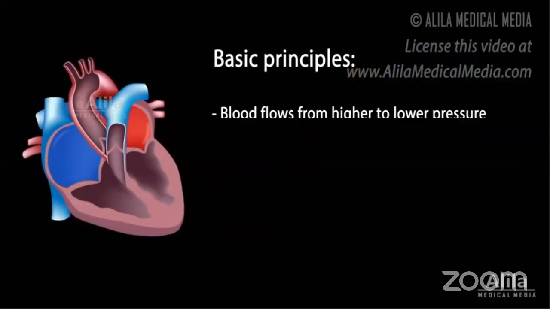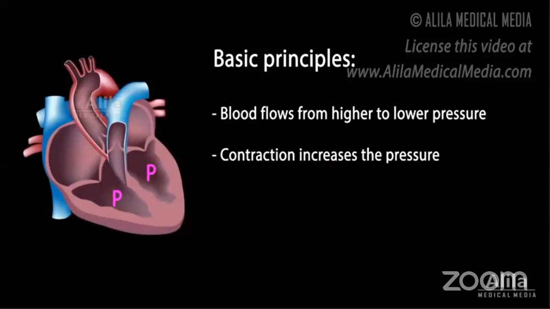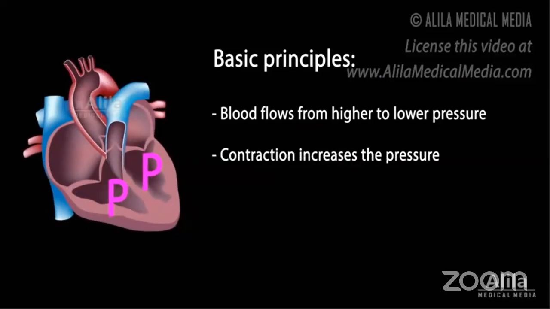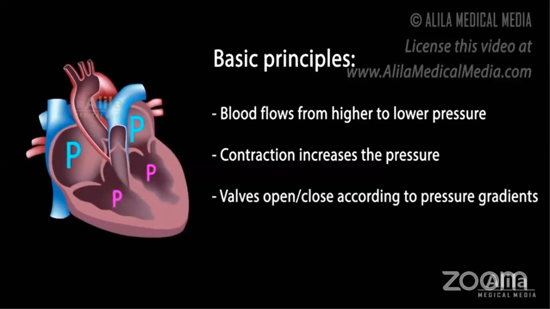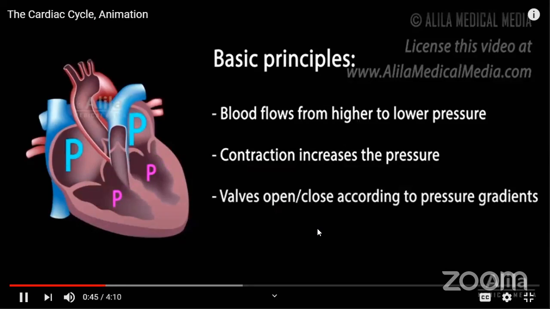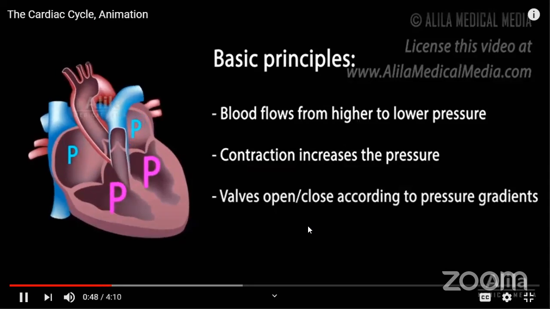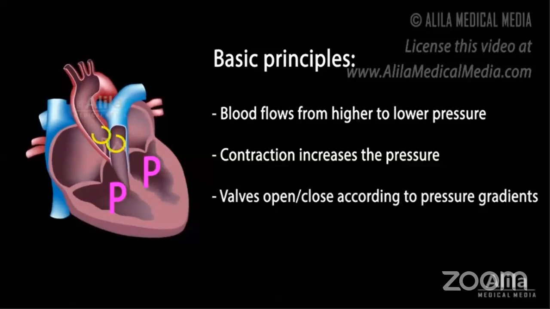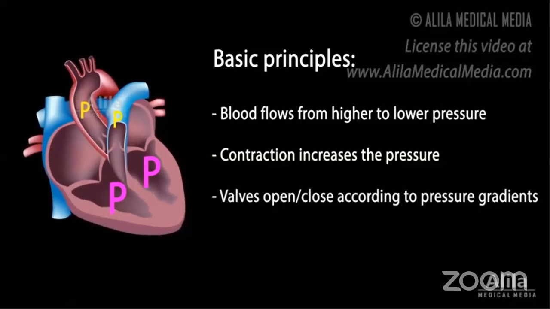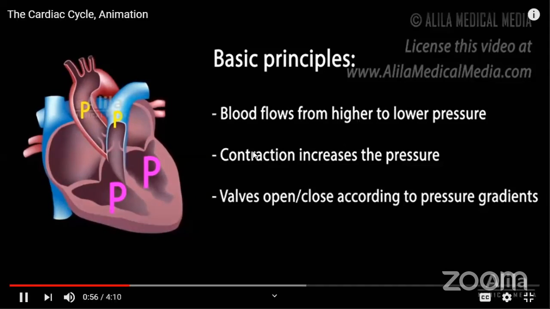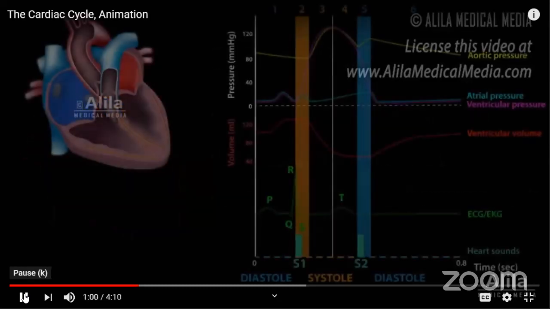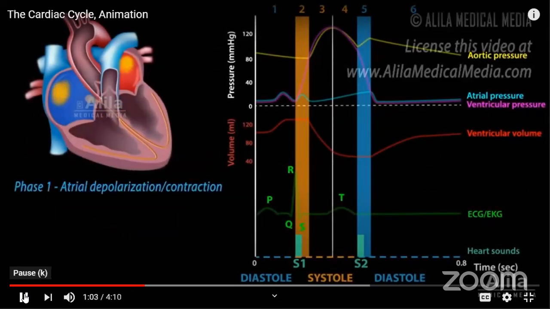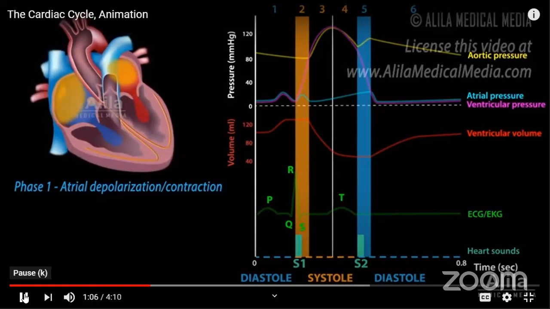Reminders: blood flows from higher to lower pressure. Contraction increases the pressure in the chamber, while relaxation lowers the pressure. AV valves open when atrial pressures are higher than ventricular pressures and close when the pressure gradient is reversed. Similarly, semilunar valves open when ventricular pressures are higher than aortic and pulmonary pressures and close when the reverse is true. The cycle is initiated with the firing of the SA node that stimulates the atria to depolarize. This is represented by the P wave on the ECG.